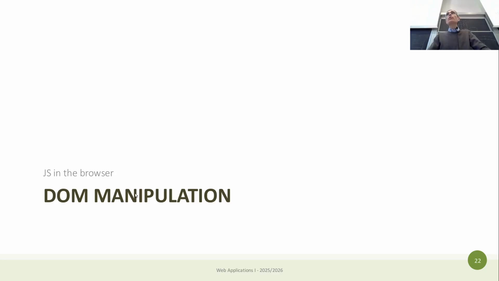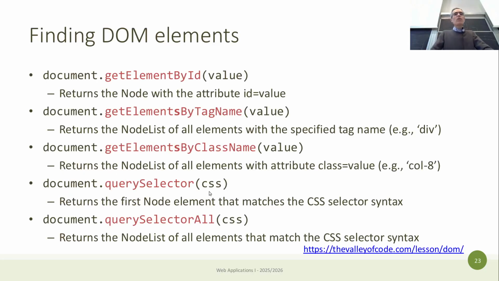And so we need to understand how to get references to these nodes or list of nodes, and then how to manipulate them. So first of all, to get a reference to an element in the DOM, we need to find it. And to find it, we need to specify which is the element in which we are interested.